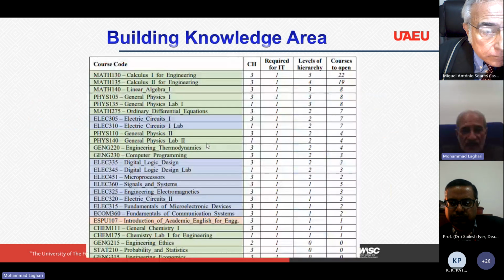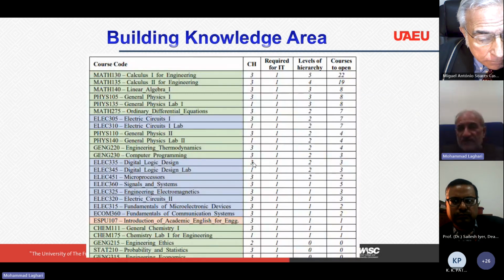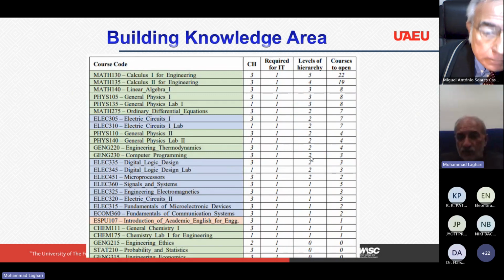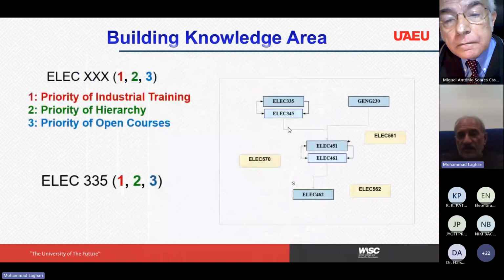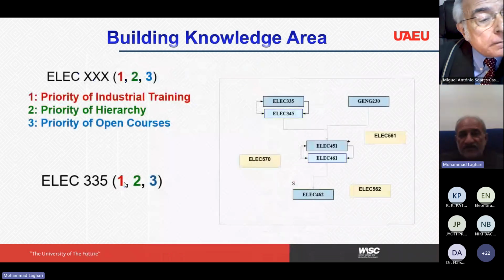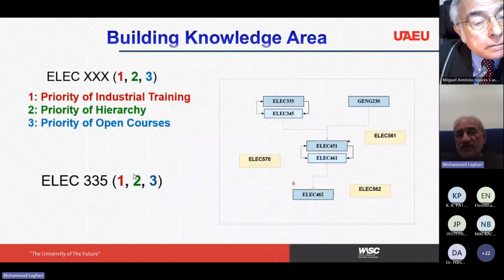So ELECT 335, which is here. ELECT 335, yeah, this is digital logic design. It is a 3 credit hour course. It's required for industrial training, and it has 2 levels of hierarchy, and it opens 3 courses. So if you really look here, the priority for industrial training is 1. It has 2 priority hierarchies. So this is 1 and 2.